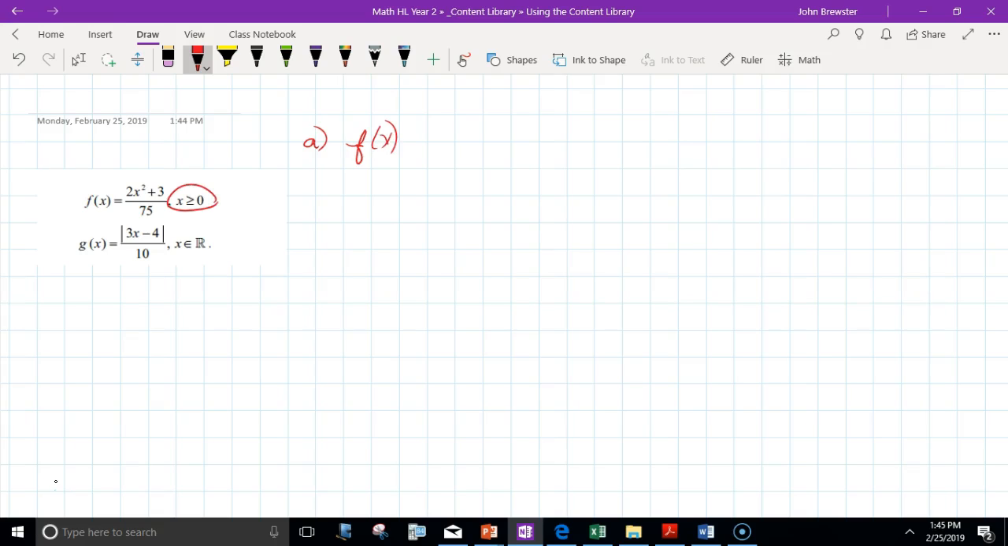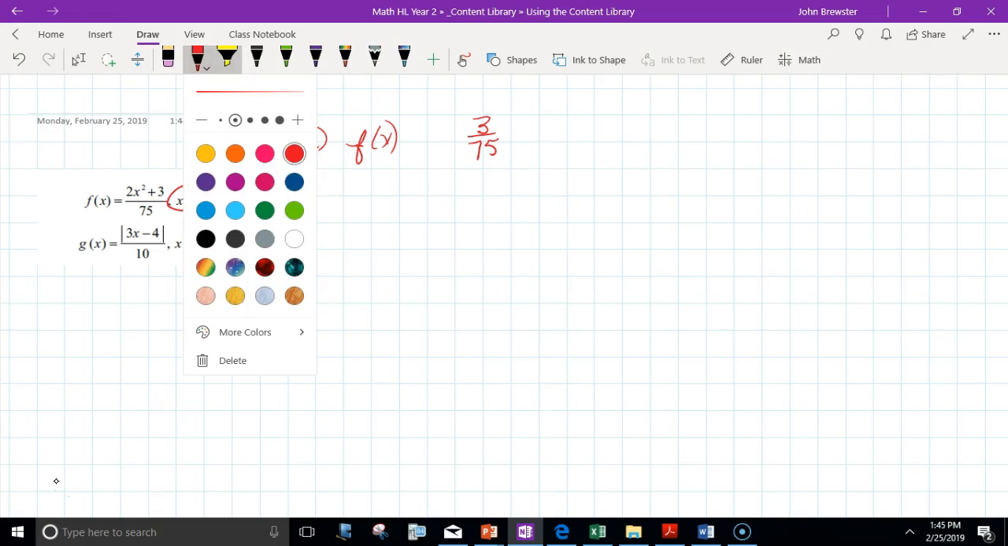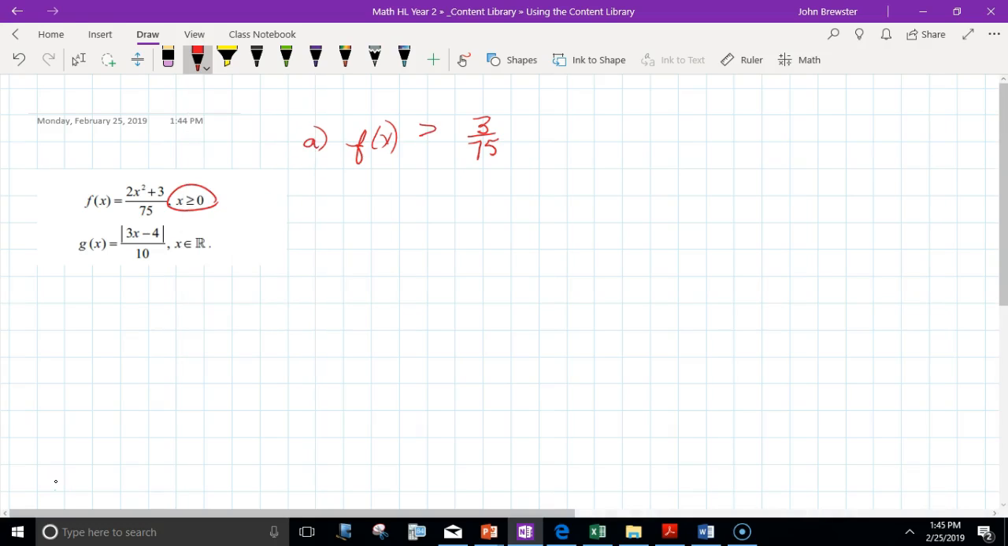Notice for a function f, x has to be greater than or equal to 0. So you think, what's the smallest answer you're going to get out of this problem? Well, if you sub in 0, you'd get 0 plus 3 over 75, which is 3/75. So that's the smallest answer you get, and then as x increases, so does the value of that fraction. So the range, therefore, the answers that you're going to get are that f of x is greater than or equal to 3/75. That's the range.